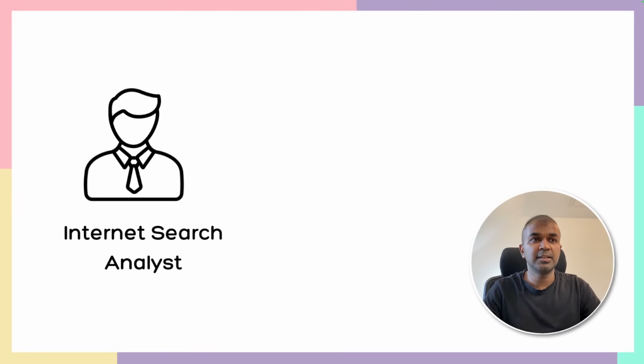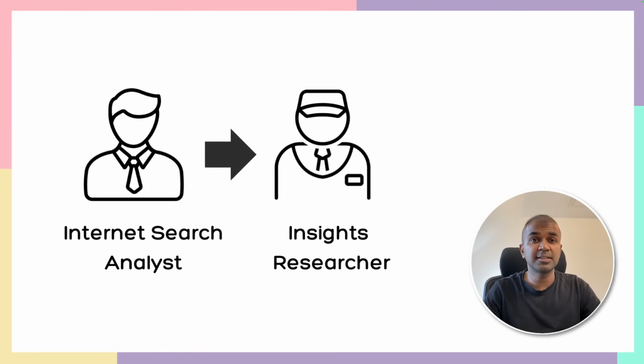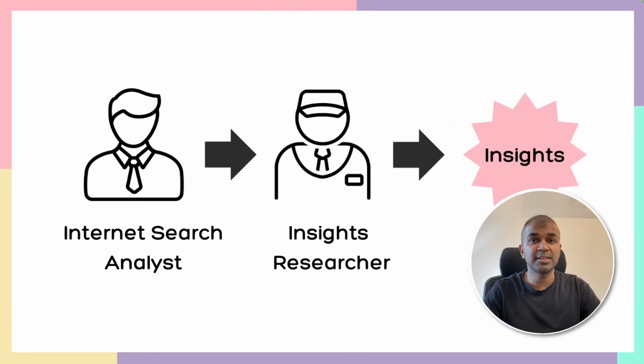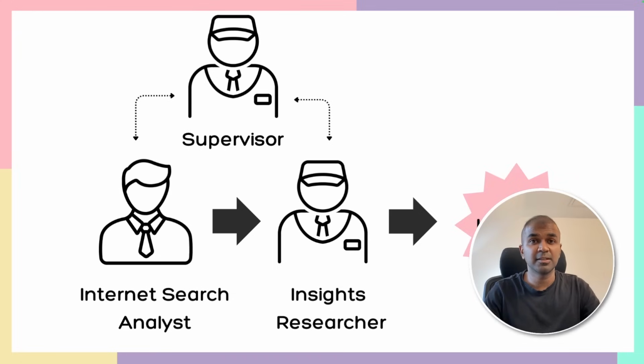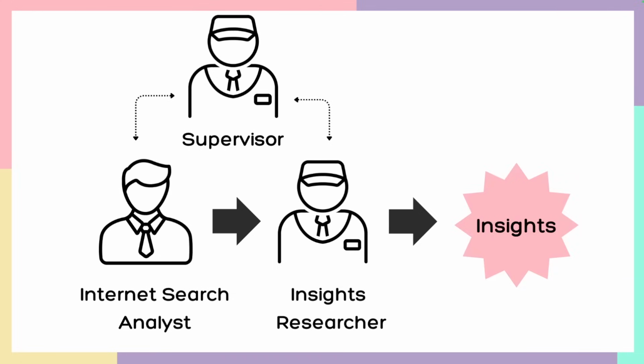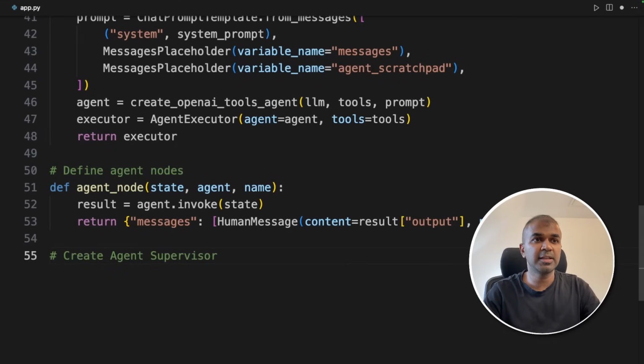We have seen that we need an Internet Search Analyst agent and an Insights Researcher agent to perform the insights task. But in this case, we are going to add one more person into the loop, who is the supervisor. The supervisor is going to work together with other agents to finally give us the insights. So now, creating the agent supervisor, providing the list of members. One member is web searcher, next one is insight researcher.